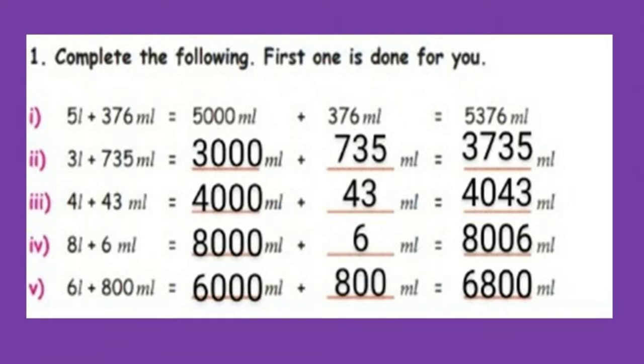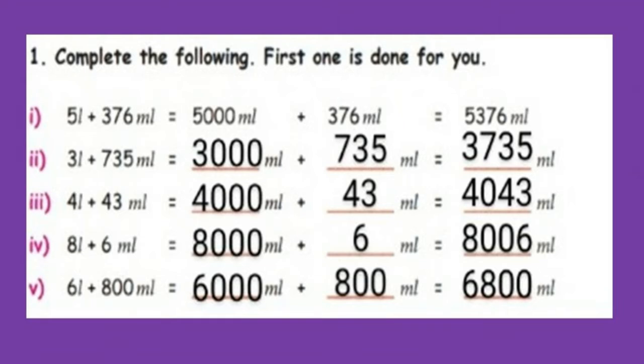3 liter plus 735 milliliter. This 3 liter should be converted into 3000 milliliter because 1000 milliliter is equal to 1 liter. If we convert into lower units, we have to multiply 1000 into 3. So we get 3000 milliliter, plus the 735 milliliter we already have. We add them, and we get 3735 milliliter.